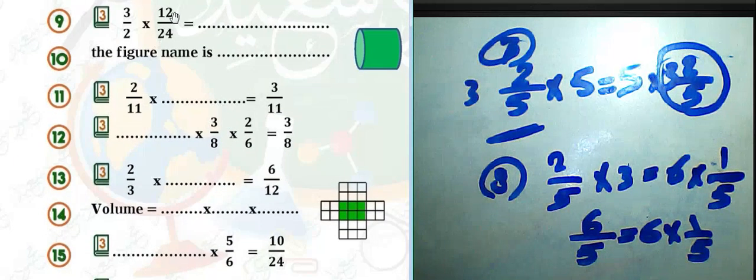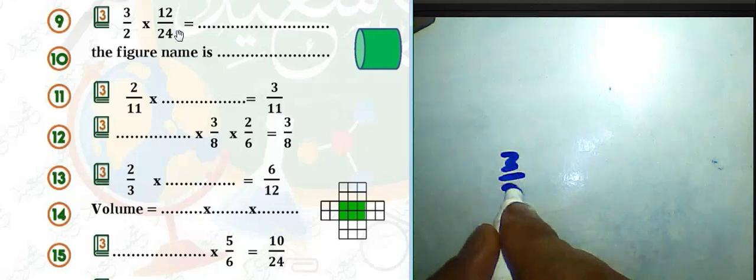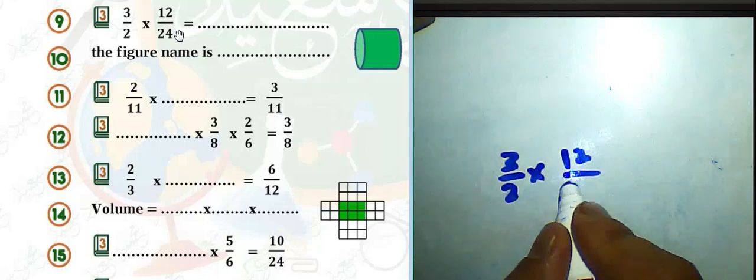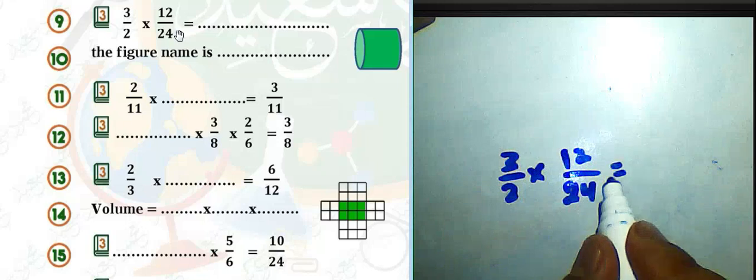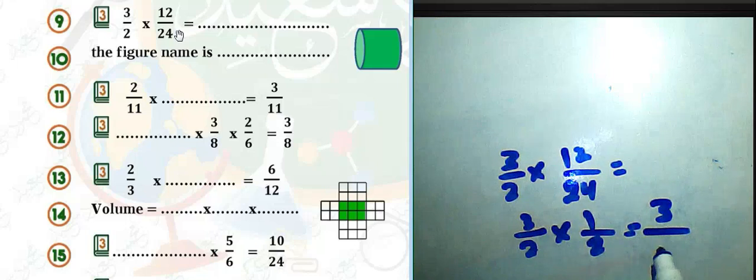3 over 2 times 12 over 24. 12 over 24 is a half, 12 is half of 24. 3 over 2 multiply 12 over 24 will be 3 over 2 multiplication by half. 1 times 3 equals 3. 2 times 2 equals 4. The result will be 3 over 4.